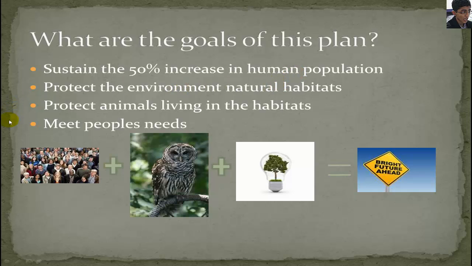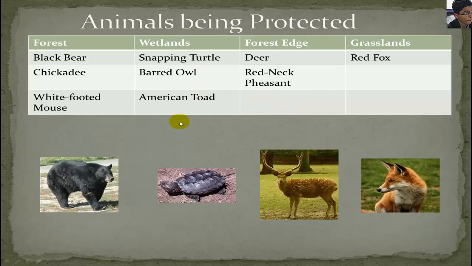Now, as you can see in this diagram, I have 3 pictures. First, I have my first objective, which is to meet people's needs, and they are one aspect. 2 is animals, and this is a really important aspect. 3 is the environment itself, and all 3 of these aspects, when joined together, will equal a bright future for West Page Borough.